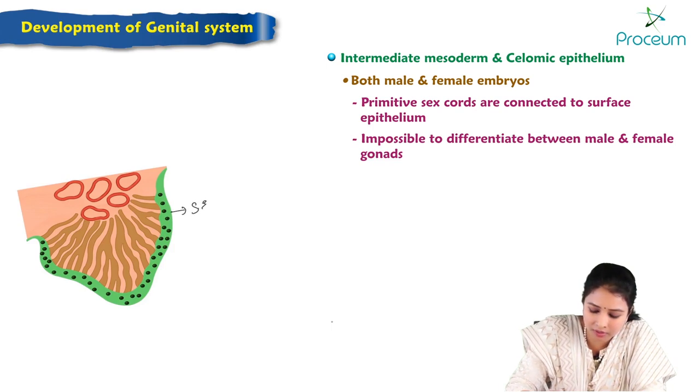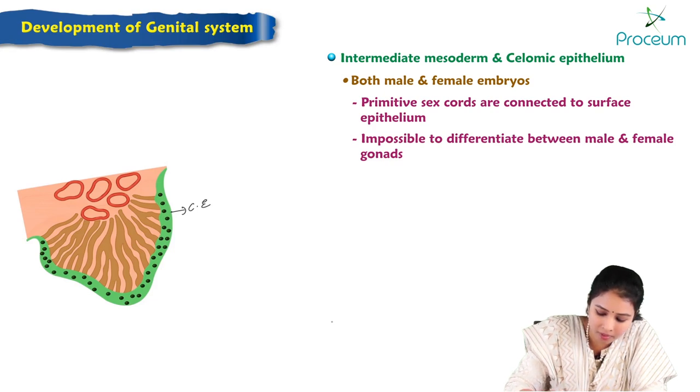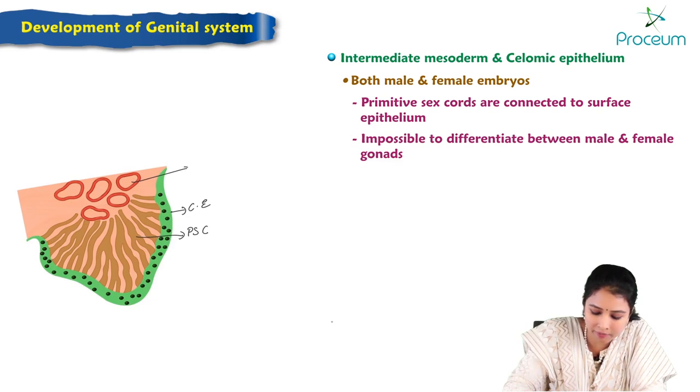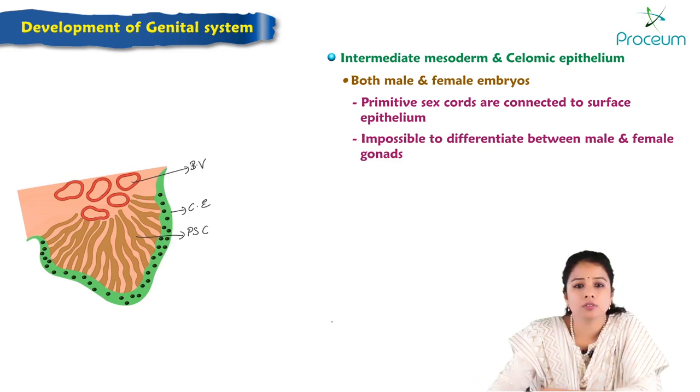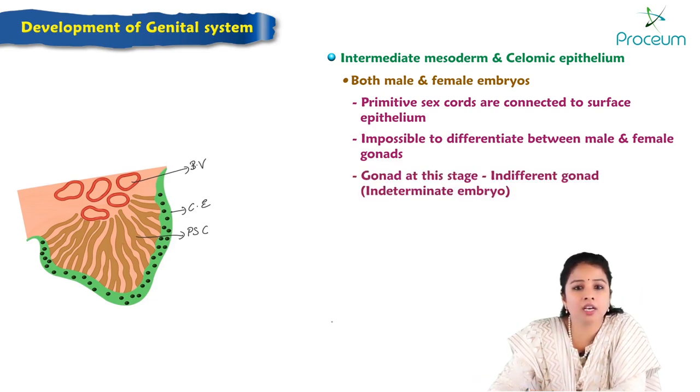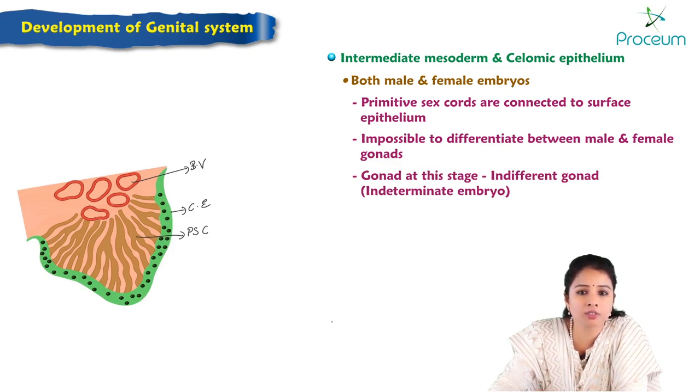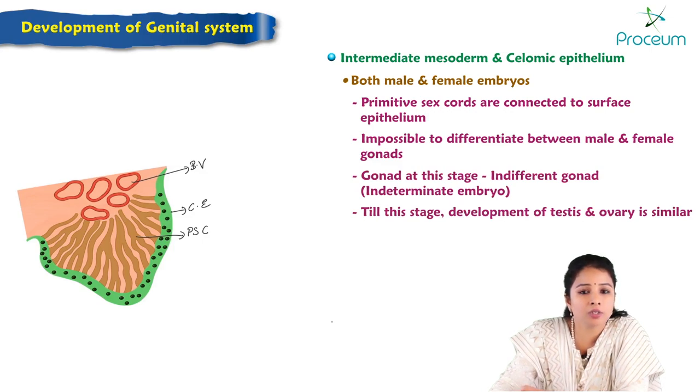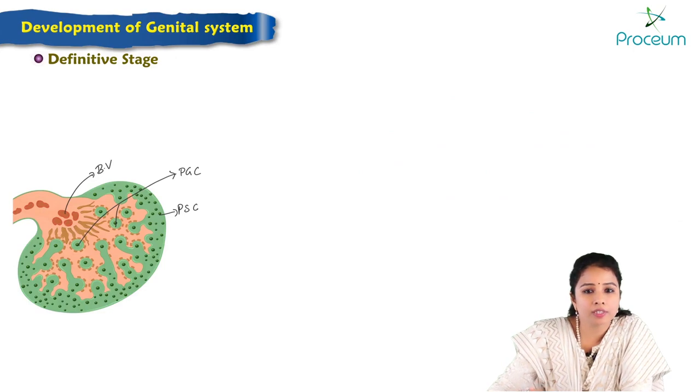So this is the surface coelomic epithelium. This is the coelomic epithelium. And these are the primitive sex cords. And here are the blood vessels. So hence the gonads at this stage are termed indifferent gonads or indeterminate embryo. Till this stage the development of testis and ovary is similar. So next we shall move on to the definitive stage.